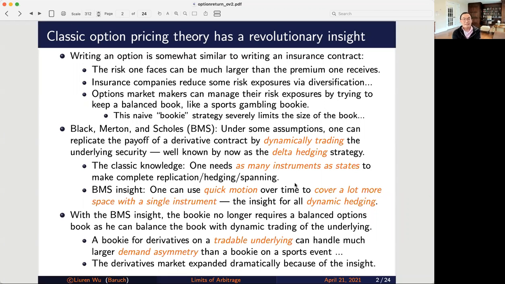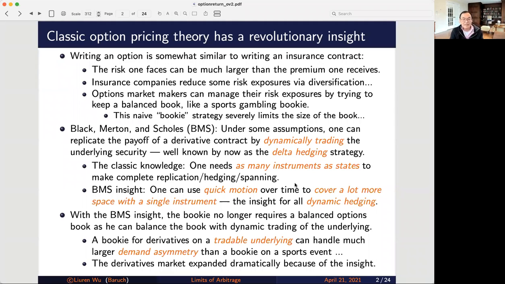Not only that, before their model, we were normally thinking from a static mathematical perspective. If there are two states, we need two instruments to hedge. If there are 10 states, we need 10 instruments. Since there are an infinite number of states, we need an infinite number of instruments. The quick insight from their model is that we can use motion over time to cover space. There's a kind of time-space replacement. I feel like that's the key insight of dynamic hedging.